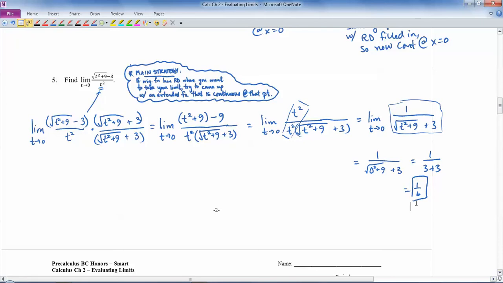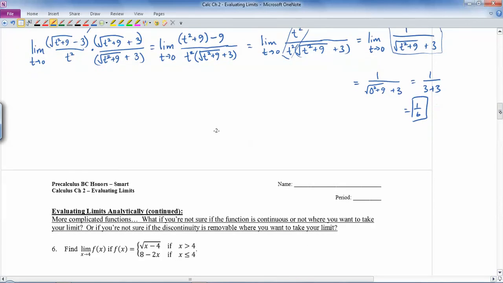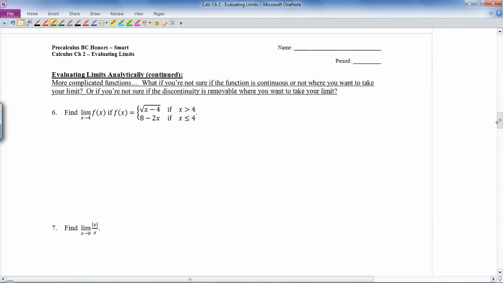Let's try the next one. So now the idea is that you look at this thing and you don't intuitively know right off the bat if this thing's even continuous at x equals 4. And if it's not continuous, how do you know that it's a hole versus a jump? If you don't know, then you just test each limit by itself. You test what happens to the y values as x approaches 4 from the left side of f of x, and then you test what happens from the right side of 4.